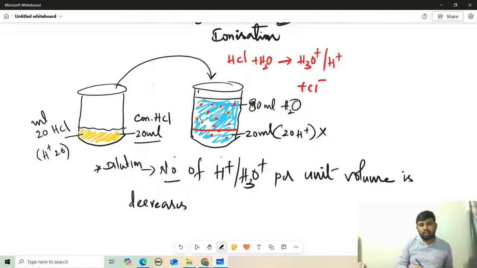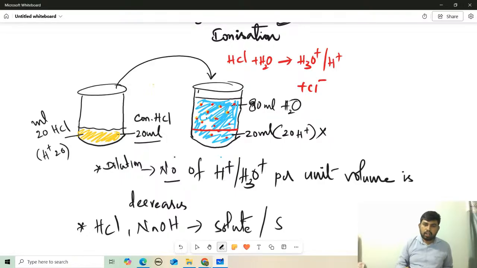Decreases. It may be in case of HCl, or it may be in case of NaOH, or whatever may be the solute. So you know very well what is the difference between solute and solvent in this. Can you comment which is solute and which is solvent here?